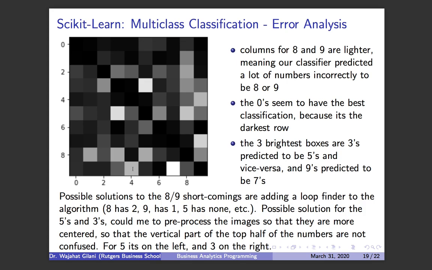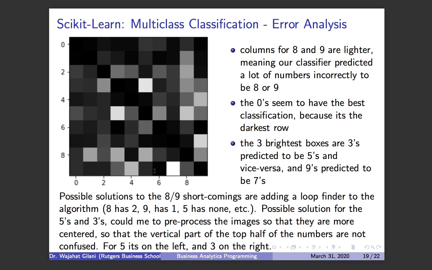All right. Now, in terms of data science, we're not going to actually execute these solutions, but some possible solutions to the 8-9 shortcoming are what, right? These massive column situations didn't work as well. It's possibly to the classifier. Remember, we're using off-the-shelf algorithms, but maybe adding to the algorithm another functionality where you're counting the loops that you see within the images. For instance, 8 has 2 loops, 9 has 1, 5 has none. So maybe, because 8 and 9 do have loops, 2 and 1, if we start counting up the loops and add that to our algorithm, we can start getting a better classifier.